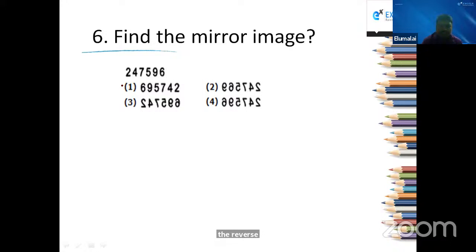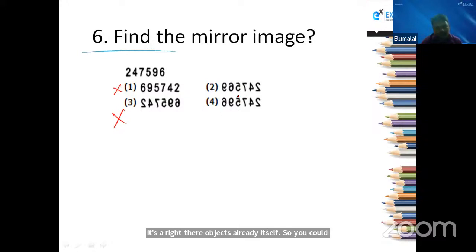So it is just reverse order, but not mirror image. I can eliminate this option. Right. So if you come to option 3, then this is left side objects are left itself, right side objects are right itself. So you could have eliminated this option, this also. Right. When you come to second and 2 and 4, right. Okay.